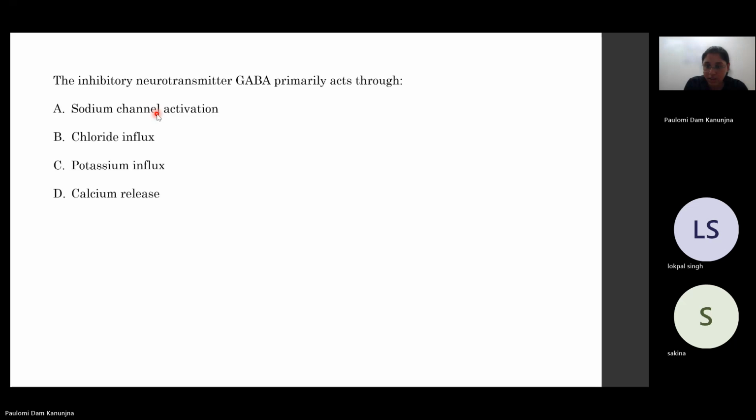Any idea? It's a very interesting mechanism. And D, okay. Do you also want to take a guess?